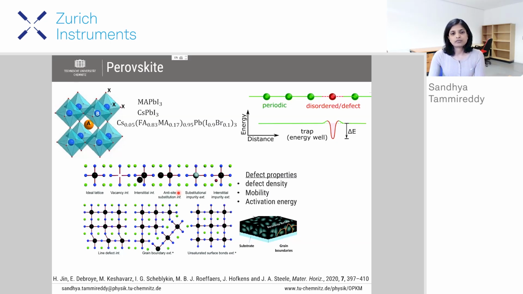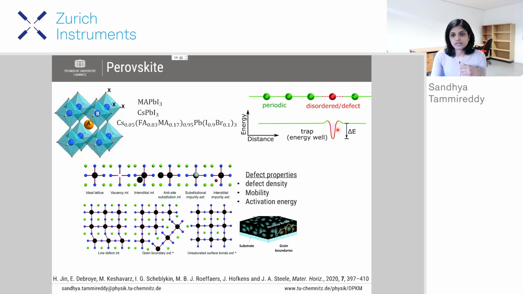When you have such an amount of defects in your material, all these defect sites can act as potential traps for the charge carriers. That means your charge carriers might fall into this trap and might not be able to contribute to the charge extraction and potentially limit the efficiencies. Which is why it's essential to characterize defects in perovskites, not only to be able to identify them, but also to understand the parameters that govern defects.